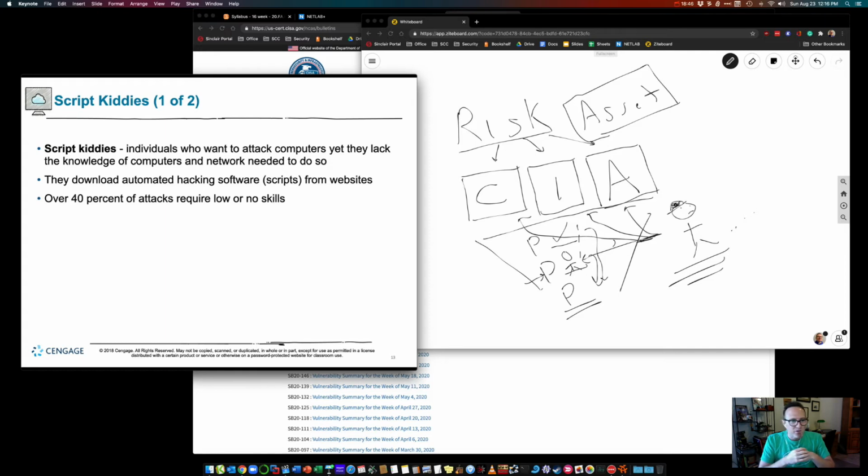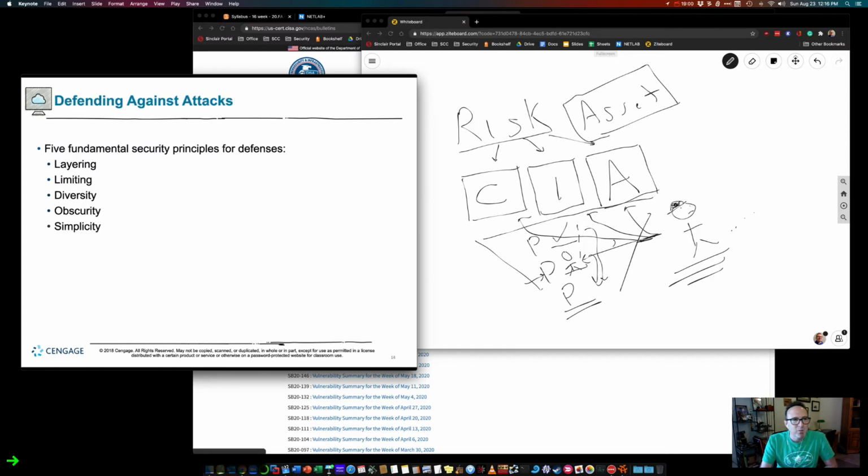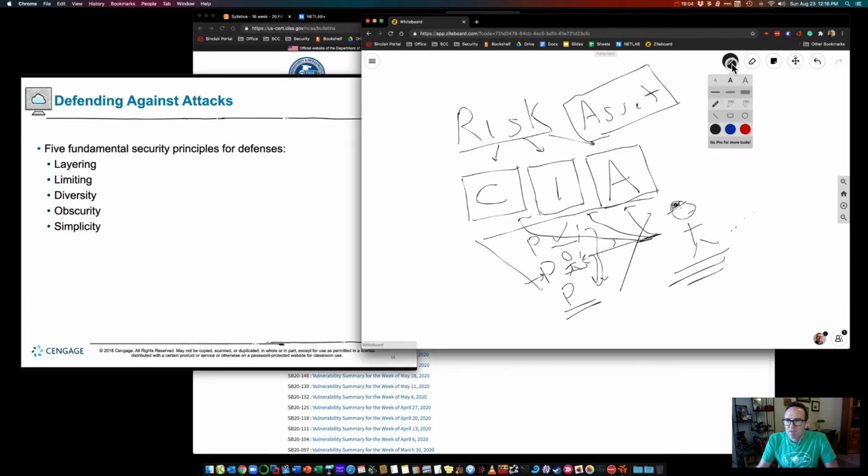But yes, a script kiddie definitely requires low or no skill. They just find a tool online, point it at your website, and run it. These aren't really smart. If something does happen, they're not using a VPN, and it can be traced back to their IP address, things like that. But defense, so how do we defend against this? Pretty important.